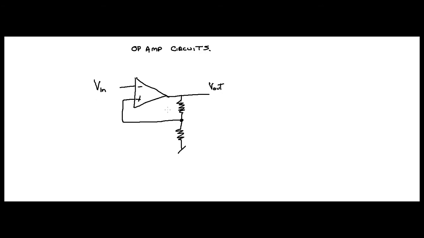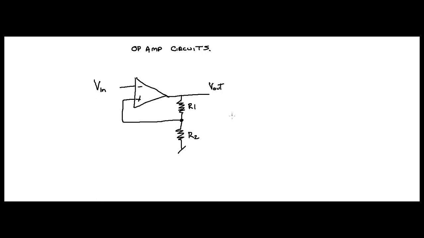So let's figure out, when is this thing going to trip? When's the transition going to take place? Well, the transition is going to take place when V in is equal to this non-inverting input voltage, right? And that's right here, isn't it? Now, if you look at it, you have two resistors. Let's call this R1, R2, right?